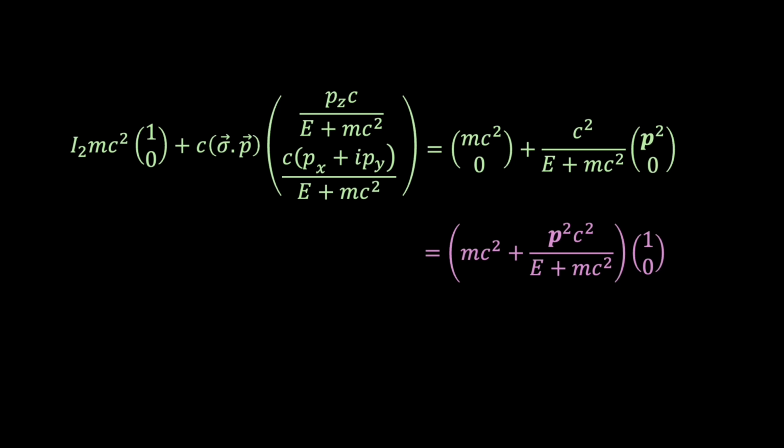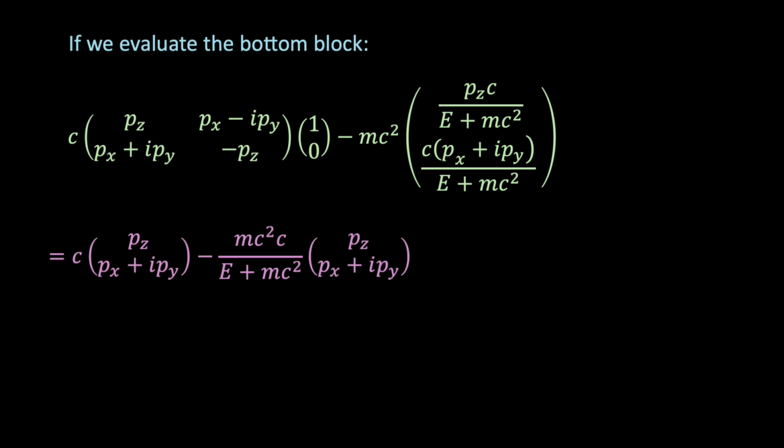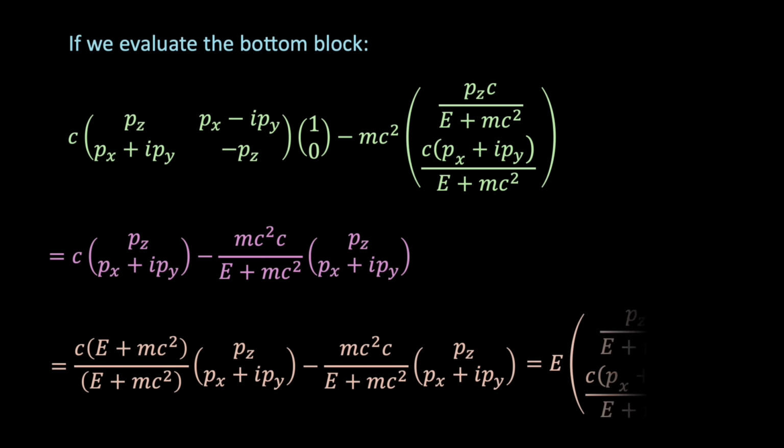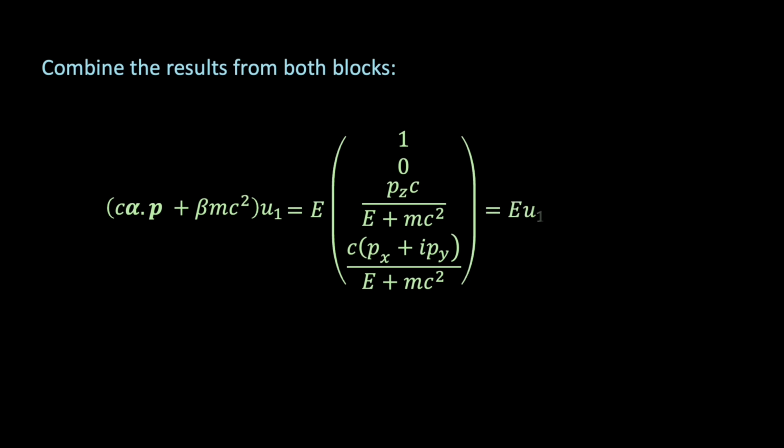Next, we note that p squared c squared equals E squared minus m squared c to the 4, and that this can be written as (E plus mc squared) times (E minus mc squared). If we then sub this into our expression, we end up with the simple and elegant result E times (1, 0). Next, if we evaluate the bottom block, perform the matrix multiplication and simplify, we find the following compact expression. And if we then combine the results from both blocks, we see that the final expression is simply equal to the energy multiplied by U1.